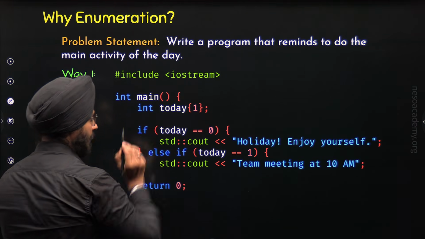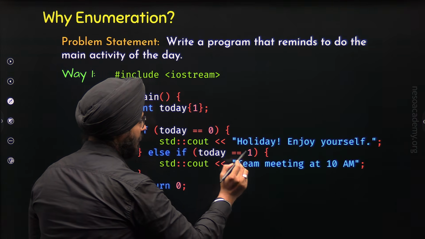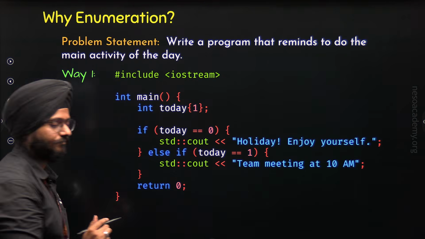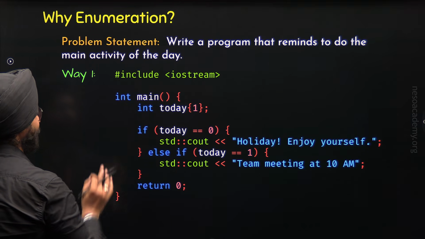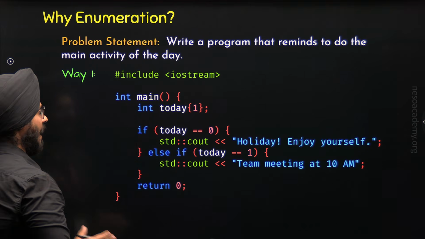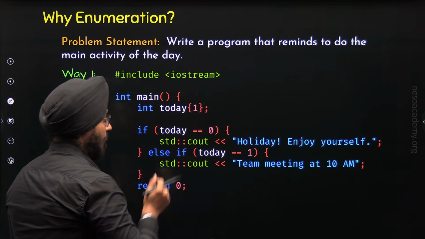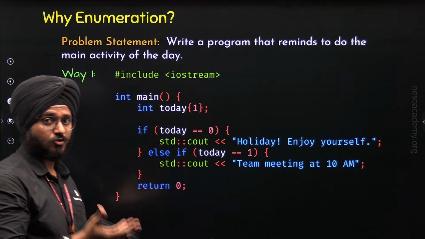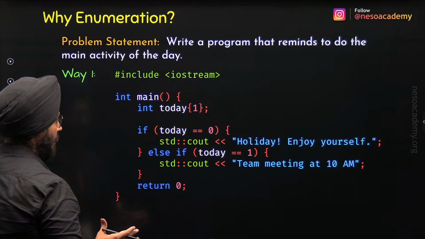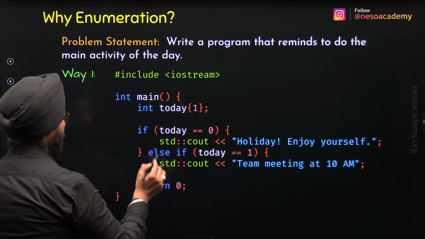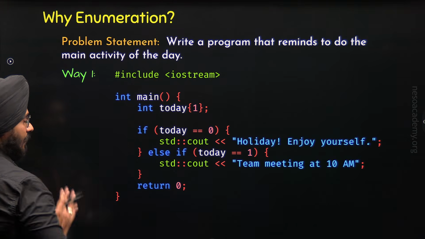We know that today is Monday, therefore this condition is true, and hence, with the help of cout, we will get "team meeting at 10 a.m." on the screen. So in this way, this program will remind us to do the main activity of the day. Although I have written these two conditions to check for Sunday and Monday, we can write more conditions for the rest of the days as well. I have written this short version of the big program. You can proceed further and write the remaining else if blocks on your own and specify the activities accordingly.